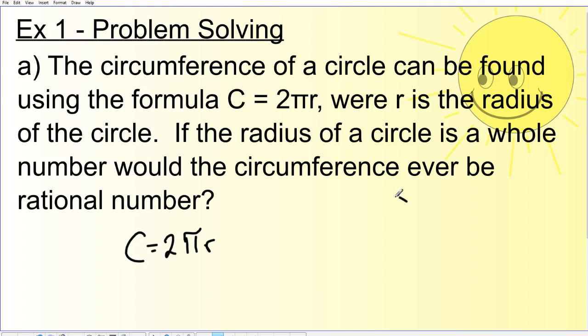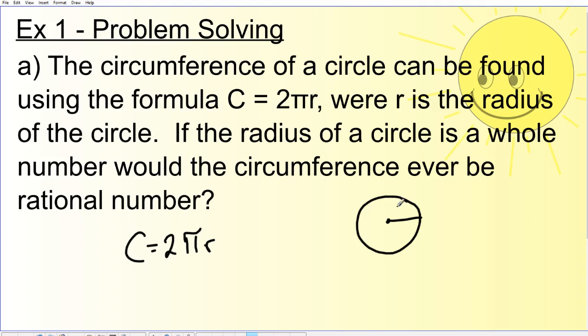So if I draw a circle here, and from center to the outside is called the radius, the question is asking if this radius here is a whole number, like 1, 2, 3, 4, 5, would the circumference ever be a rational number? Well, let's try it out. So I'm going to go ahead and erase this little r in here.